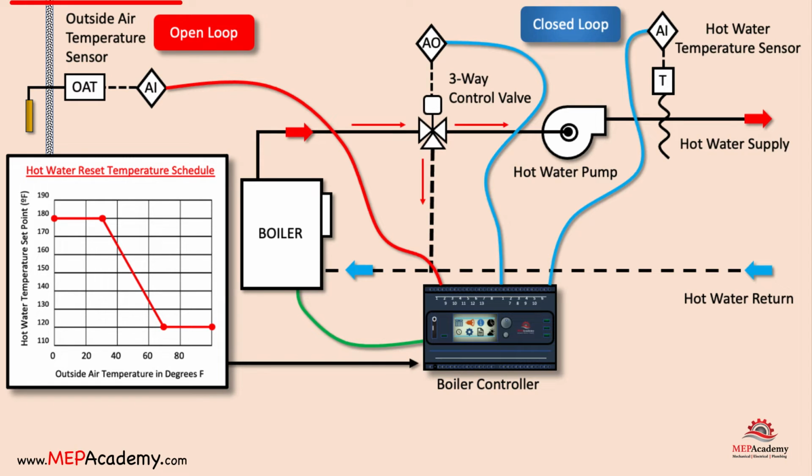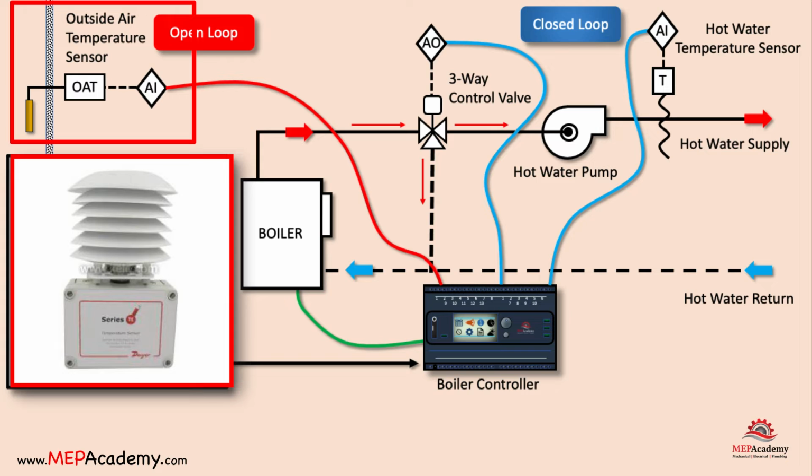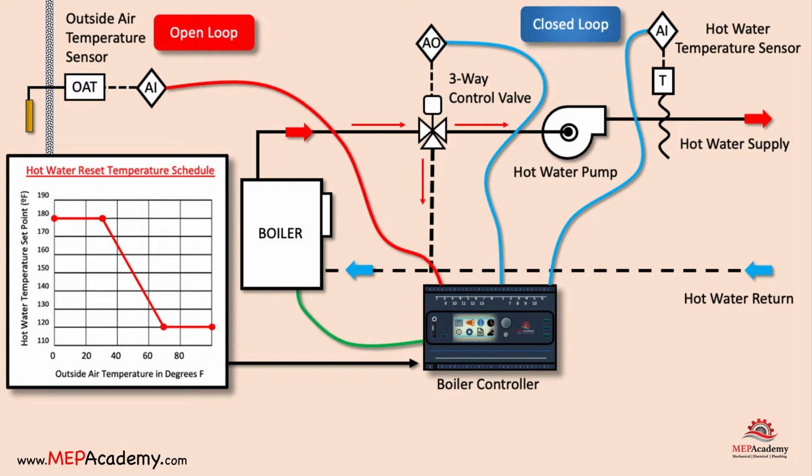An outside air temperature sensor is located outdoors to measure the ambient temperature. The information gathered by the outside air temperature sensor is crucial for determining the heating requirements based on the actual outdoor temperature conditions. The outside air temperature from the sensor is sent as an analog input to the boiler's controller.